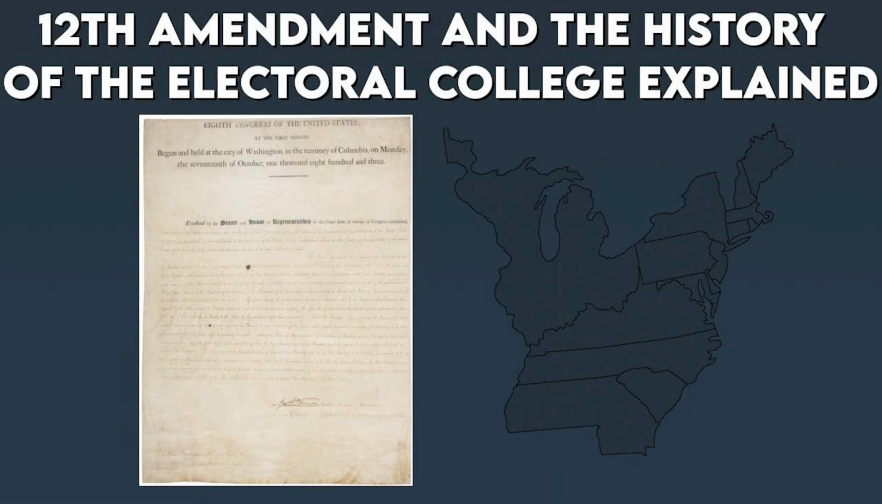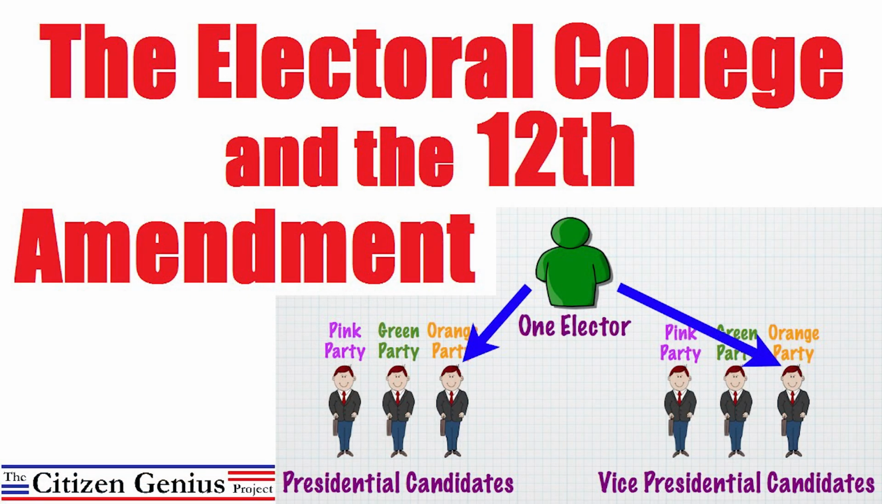The 12th Amendment to the United States Constitution was a direct response to problems in the presidential election process, making crucial changes to the way the Electoral College functions. Ratified on June 15, 1804, the amendment established that the president and vice president would be elected separately, rather than the original system where the runner-up in the presidential race automatically became vice president.